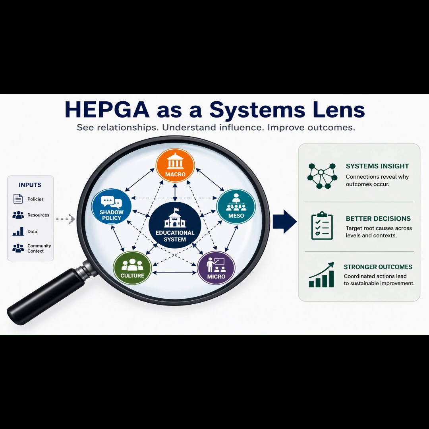Culture also shapes how people interpret policies and governance structures. Similarly, shadow policies and informal practices can influence what actually happens in educational systems, regardless of what formal policies may intend. A system lens reminds us that educational outcomes rarely have a single cause. When a challenge emerges in a school, university, or educational program, the explanation is often found in the interaction of multiple factors rather than in one policy, one leader, or one decision.